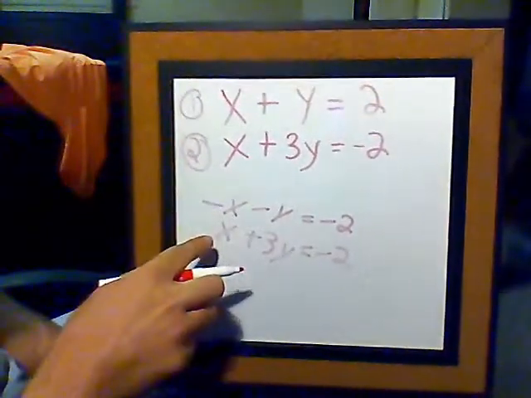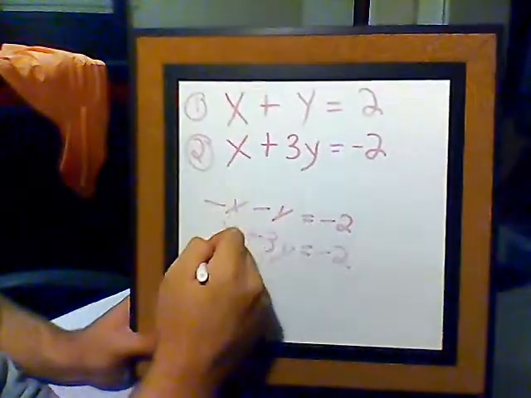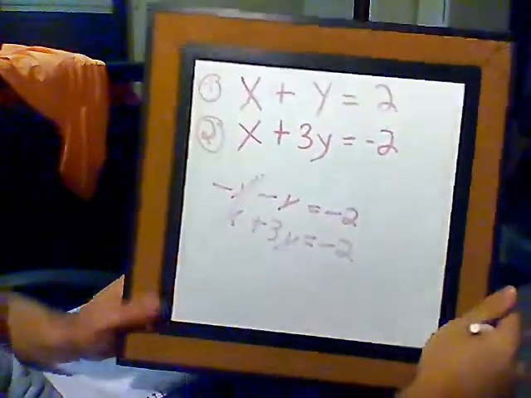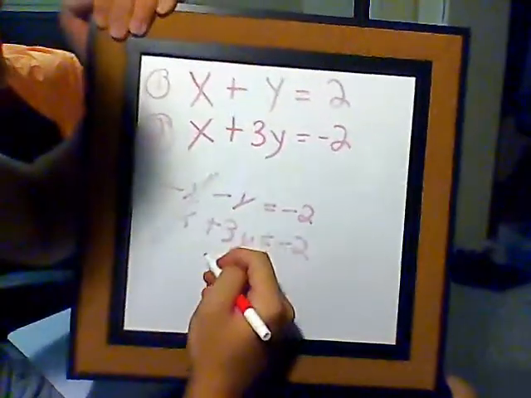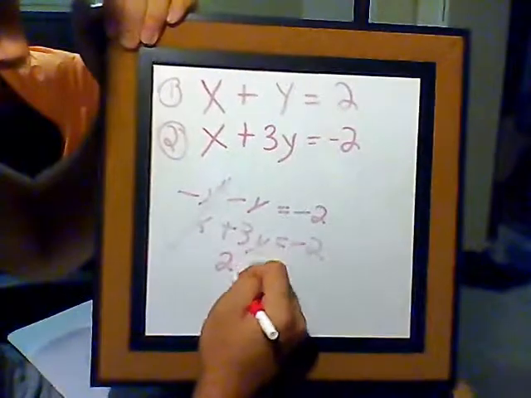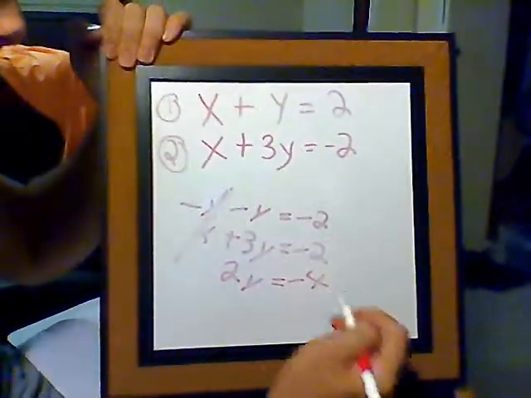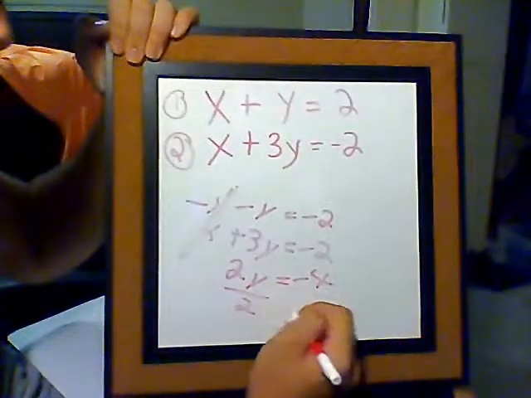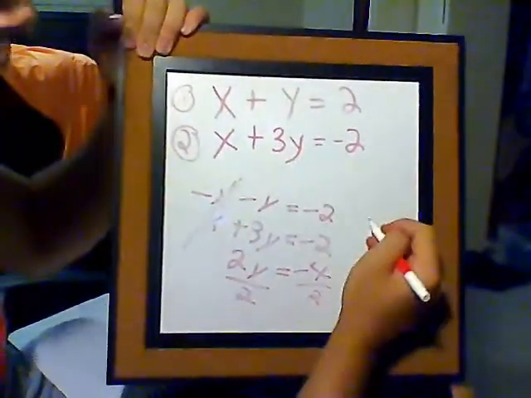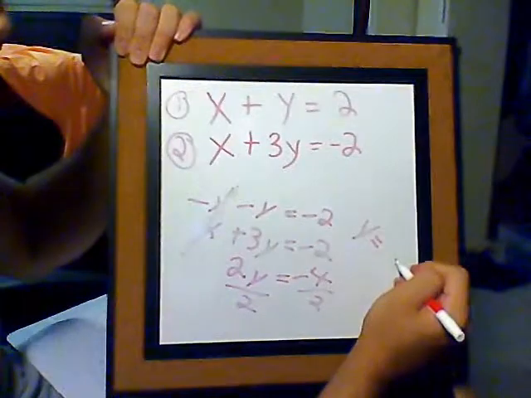Notice how the two x values have opposite signs. Those cancel. So you're left with the y value and what it's equal to. We add them together to get 2y equals negative 4. Divide by 2 to get the y by itself, and y equals negative 2.